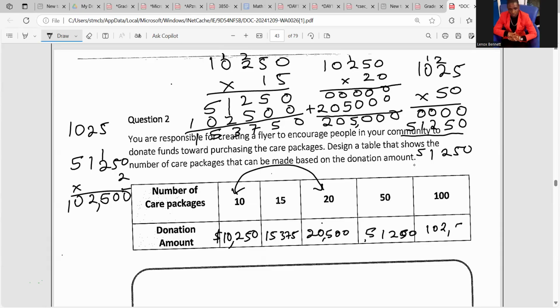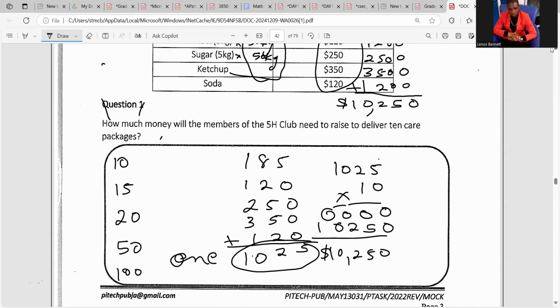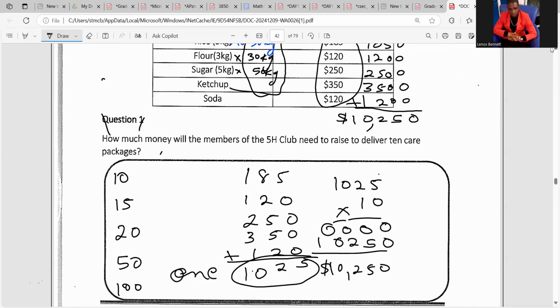So, Deandra, you made a little error because you used the cost for 10 and not for 1. So that was the error. Remember up here, when we did this, we had this 10,250 represent 10 care packages, but this here was for 1. So guys, be very careful in the examination that we don't do anything like this. This was for 10, so you should have used it for 1. All right, thanks so much, Gian.